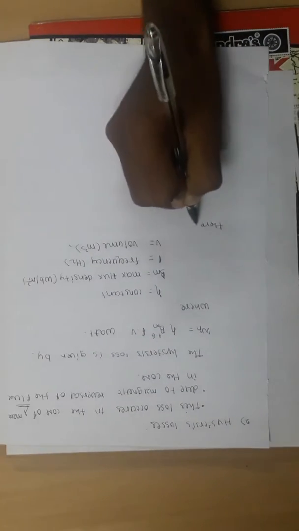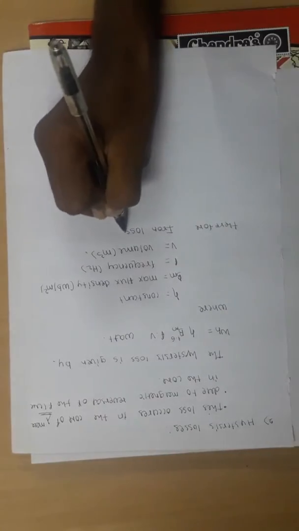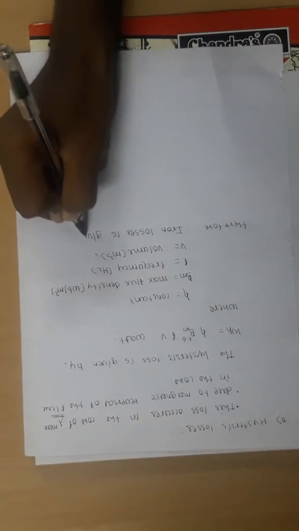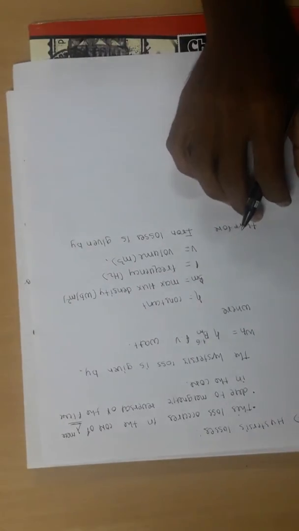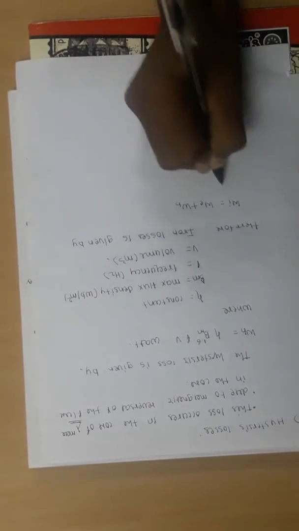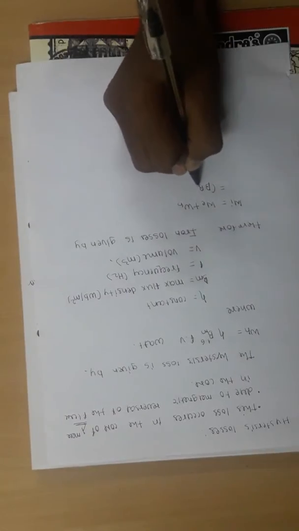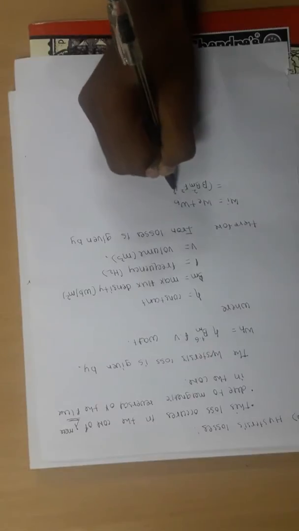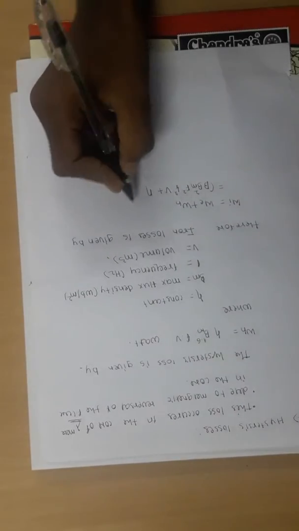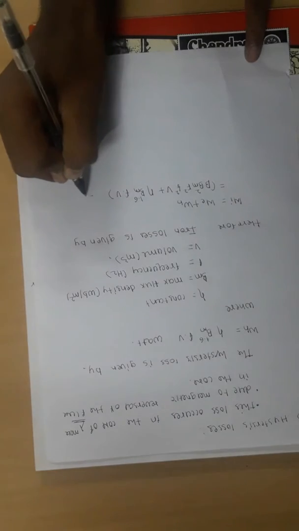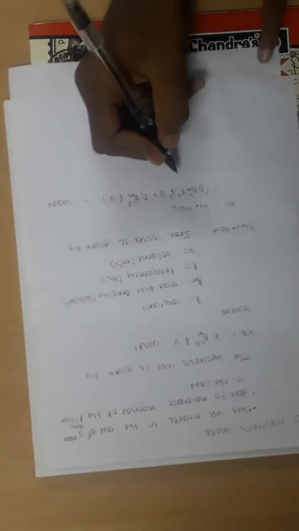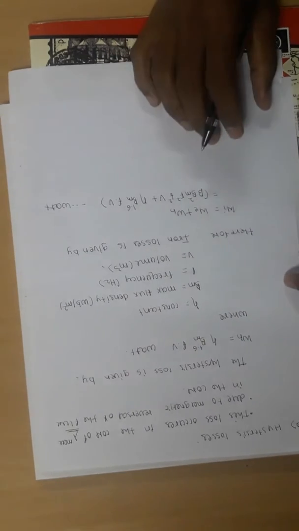Therefore iron loss is given by the addition of eddy current loss and hysteresis loss, that is Wi is equal to We plus Wh, which is beta Bm whole square F whole square T whole square V plus eta Bm raised to 1.6 F into V, unit is watt. Now this is for the iron losses.